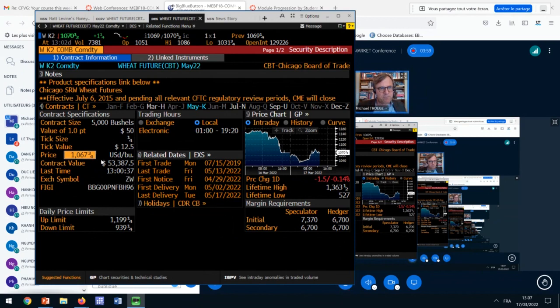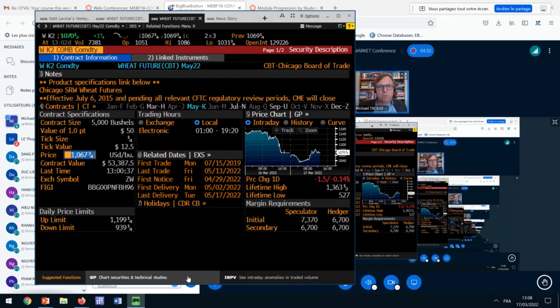Here it is, the price. That's a mistake. It says US dollar per bushel, but it's not $1 per bushel. I think it is $10 per bushel, because if you multiply $1 per bushel with 5,000 bushels, you don't get $50,000. But Bloomberg is always making all kinds of mistakes, so that's not surprising.